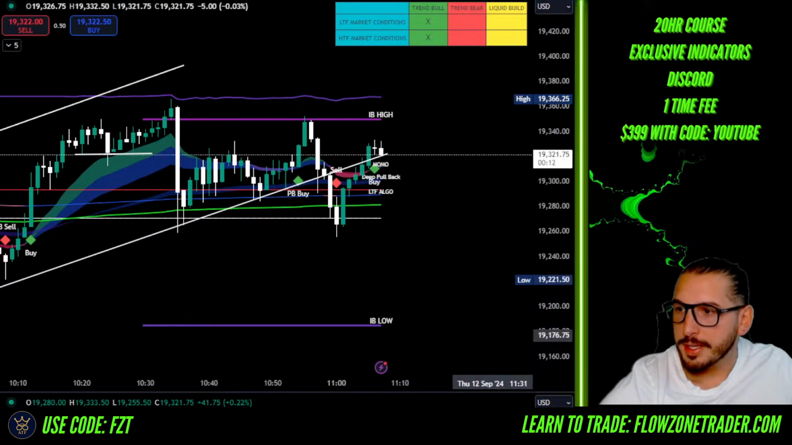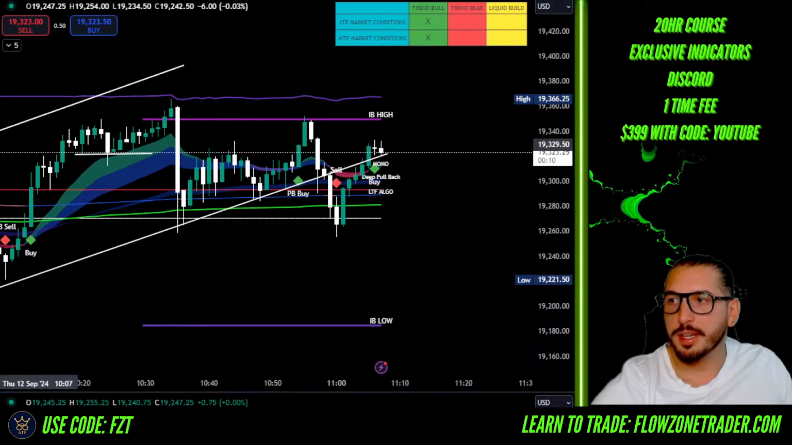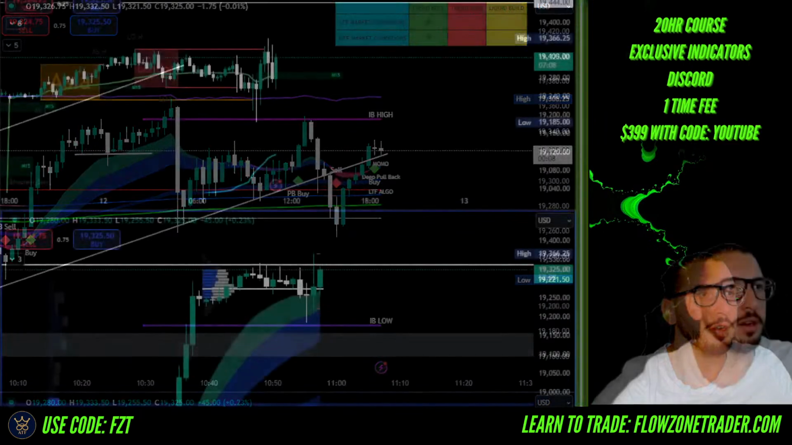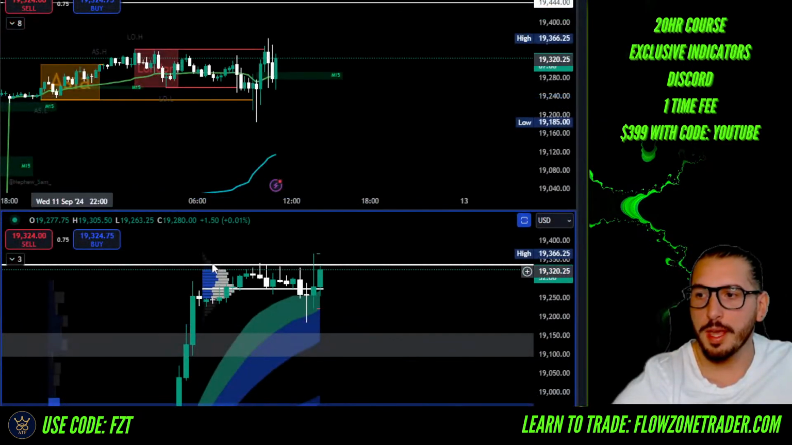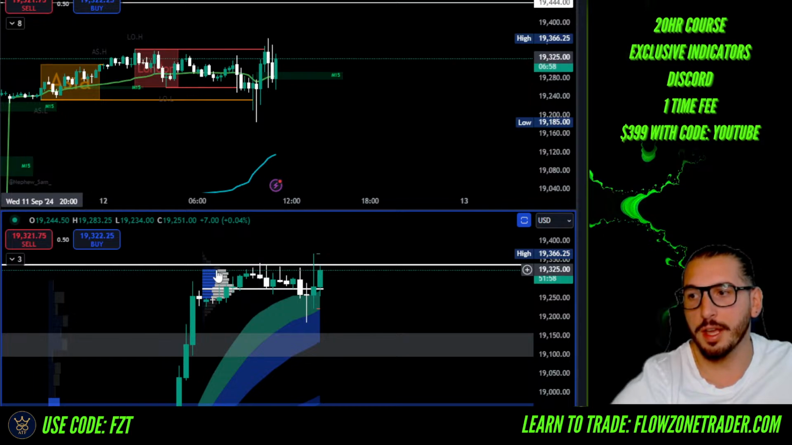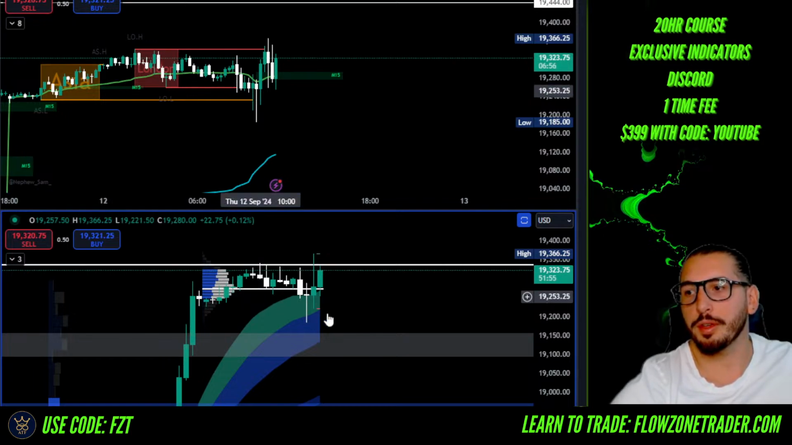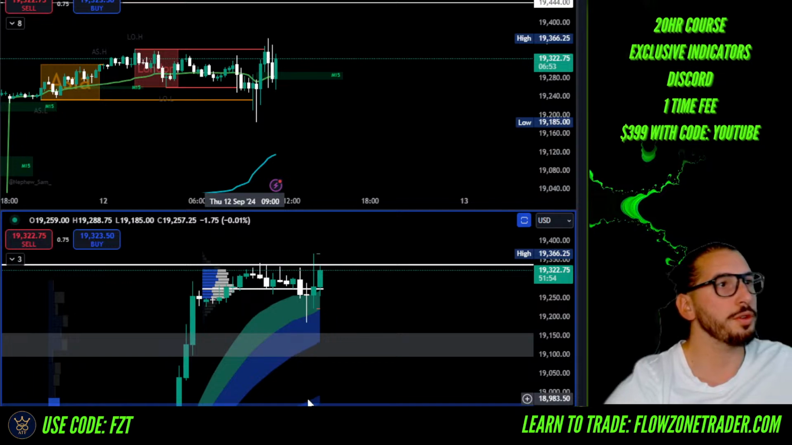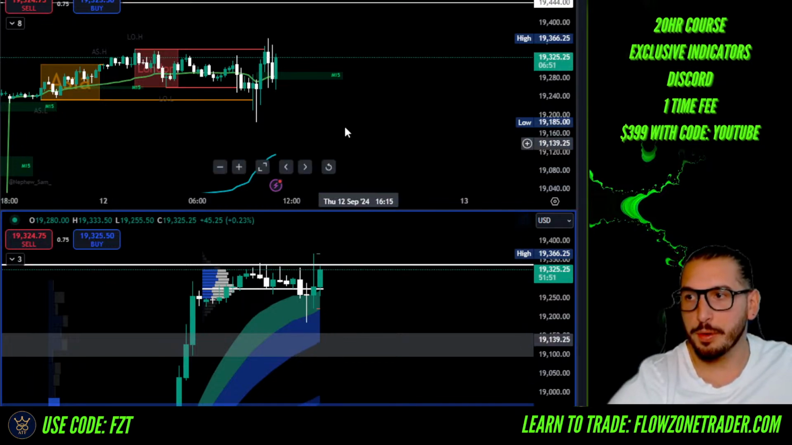We are nicely above that point of control and we are currently testing value area high. So higher time frame right here, we are testing the value area high. If we get through this, we are going to try and test the initial balance. If we fail value area high, we will probably come back to point of control. Again, this is all to do with liquidity. Has it built enough liquidity?